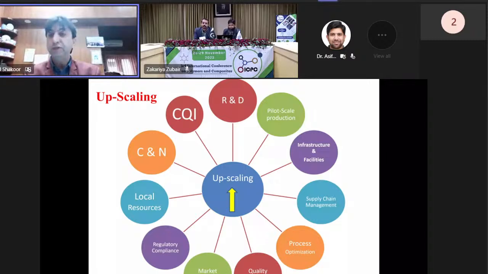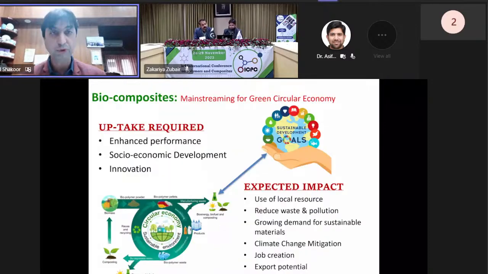We need to make this supply chain more sustainable and more integrated. We need to do process customization, quality control, regulatory compliance, and use local sources with coordination and networking. So these kinds of conferences and initiatives will definitely help in mainstreaming these green composites for the circular economy.